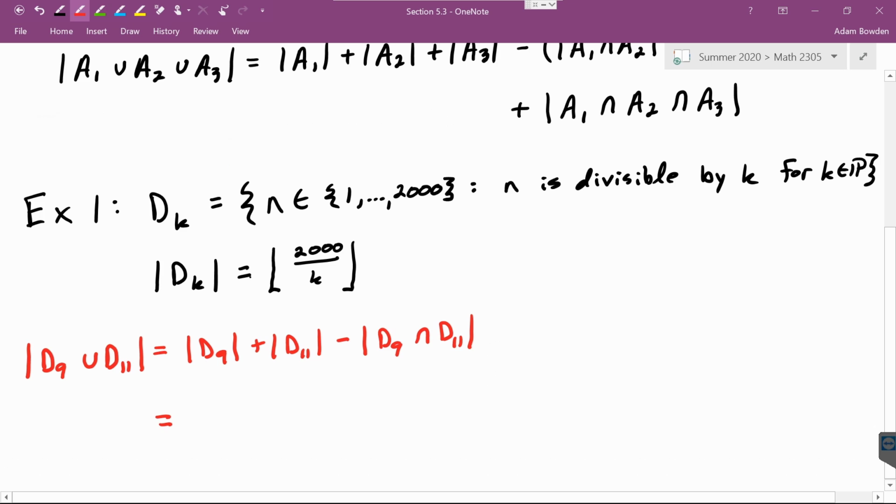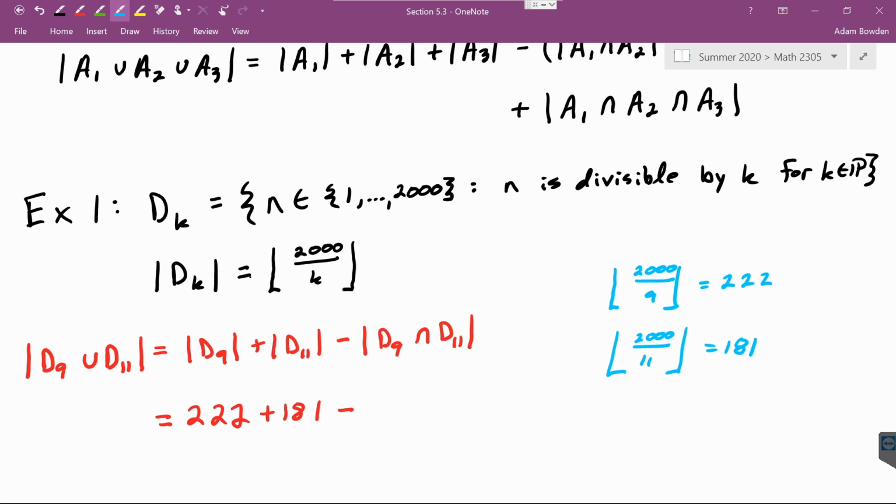So if we calculate the number of elements in D9, or the number of integers here divisible by 9, we would get 222. And if we do the number of integers divisible by 11, it would turn out to be 181.